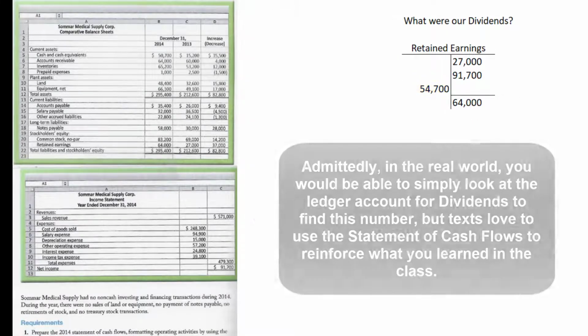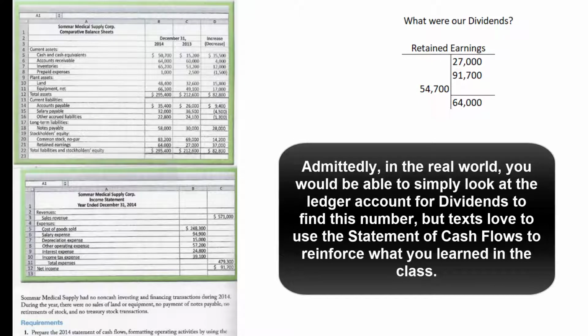Now in the real world, you'll be able to look in the accounts and see that the dividends that were declared were $54,700. But in accounting class, they're trying to test you to see if you've learned retained earnings at the beginning plus net income minus dividends gives you retained earnings at the end.